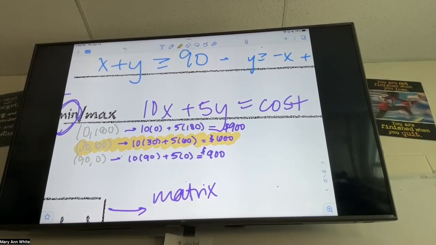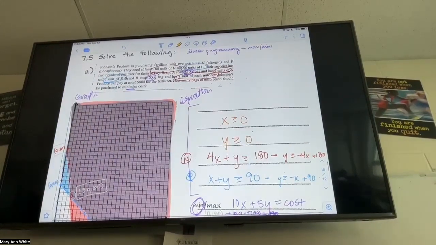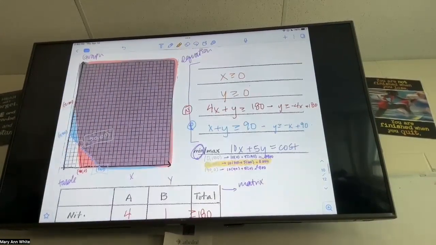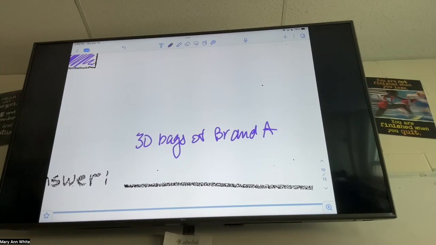All right, technically that's enough to have answered my question. The question on the problem says, how many bags of each brand should be purchased to minimize the cost? So I would go and I'd say, oh, we need 30 bags of brand A and 60 bags of brand B.